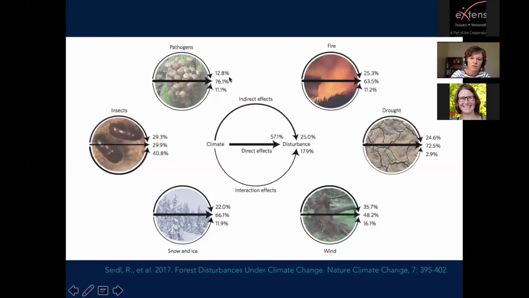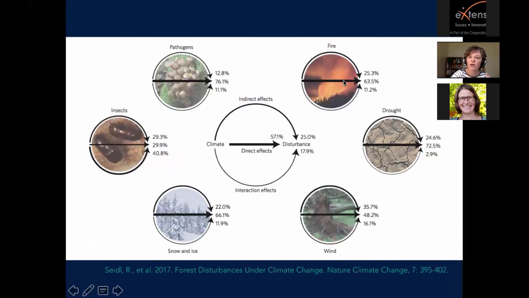The indirect effects up here, which describe how climate may influence disturbances through effects on the vegetation or on some other process. And then below, this interaction effect, which really refers to the disturbance of interest being influenced by other disturbance agents. And so cumulatively across all of these different disturbance types, climate at 57% was responsible for the different disturbances. So the width of this arrow shows its relative importance for these different disturbances. And so a lot of these, drought, not surprisingly, is driven directly by climate. Fire, very strong effect of climate.